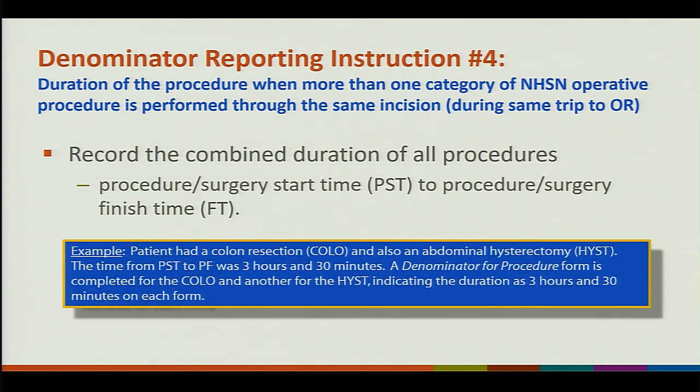Let me give you an example. A patient has a colon resection and also an abdominal hysterectomy during the same trip to the OR via the same incision. The time from procedure start to procedure finish was 3 hours and 30 minutes. So therefore, a denominator for procedure form is completed for the COLO and another for the HYST. You would indicate the duration as 3 hours and 30 minutes on each form. Basically, the concept here is that the wound has been open the same amount of time. Therefore, the same amount of time is indicated on each form. There's the same amount of risk.